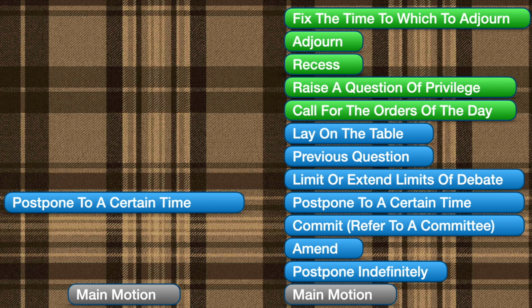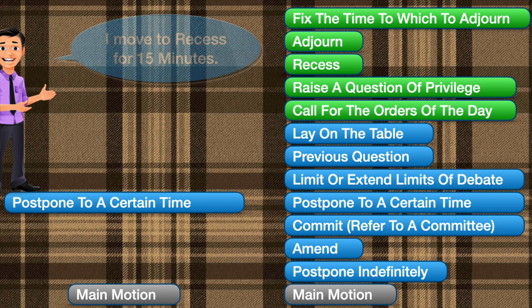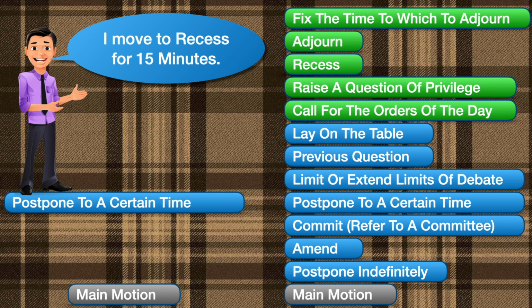It then becomes the immediately pending motion, and members take turns debating it. That is, they debate whether to postpone the matter to the next session or whether to continue its consideration in this meeting. Then let's say a member obtains the floor and says, "I move to recess for 15 minutes." The chair must now determine whether this motion is in order. Some members will complain that the motion to postpone to a certain time must be decided before another motion can be made. Others might argue that a motion to recess is in order.